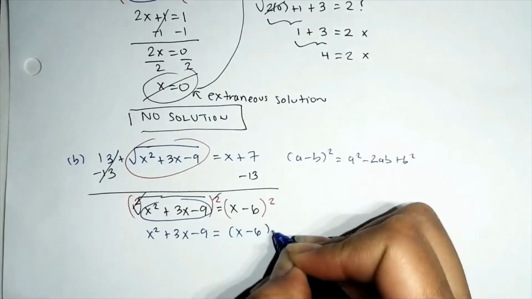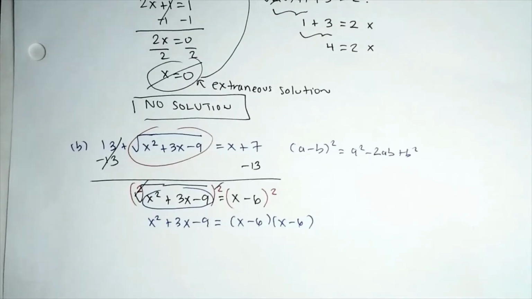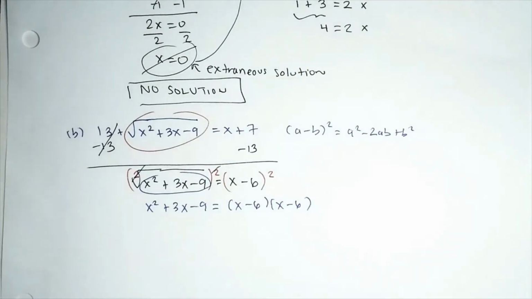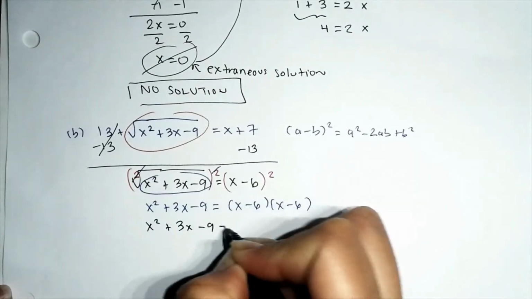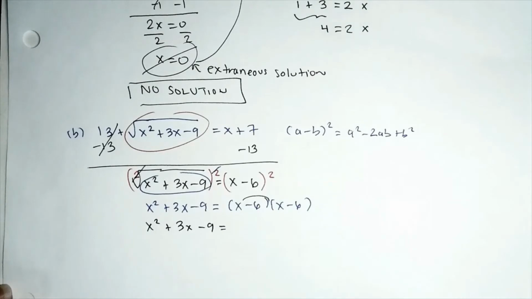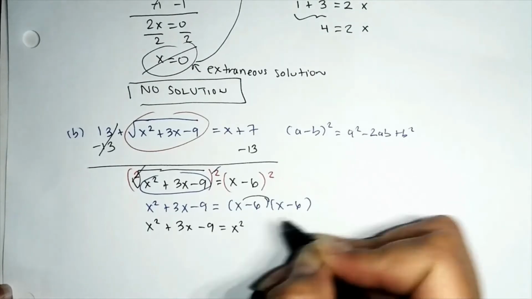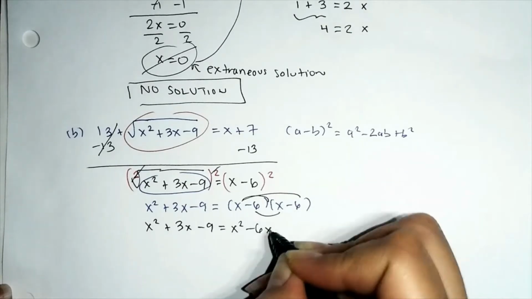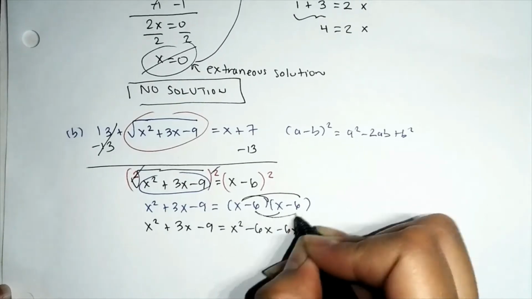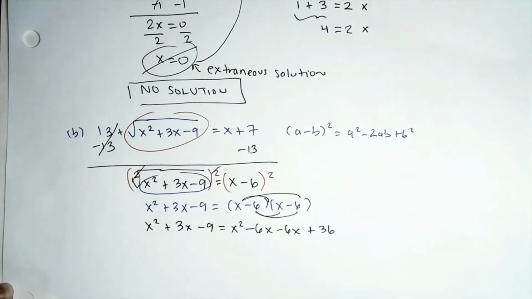Will it take us longer? No. Whatever allows you to write continuously, that is your fast technique. So let's go ahead and bring down the left side. So we have x squared plus 3x minus 9 is equal to the product of the first terms, which gives us x squared, the product of the outer terms, negative 6x, the product of the inner terms, also negative 6x, and the product of the last terms gives us 36.